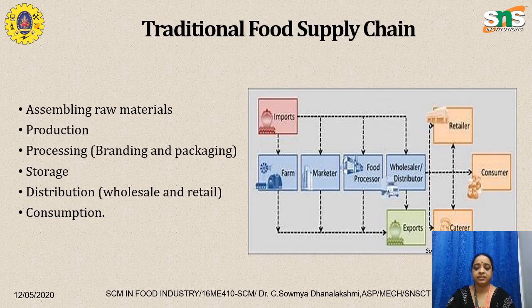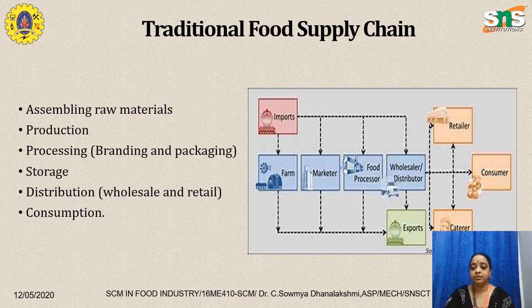This slide gives the traditional food supply chain. Traditionally, the food industries have a simple network like this, from the farm to the marketer, then to the food processing unit, then to the wholesaler or the distribution center, and then it is exported to the customer. It can be handed over directly to the consumer or the customer, or in some cases it can be exported to the required customers. And importing can be done at all the stages of the food supply chain.